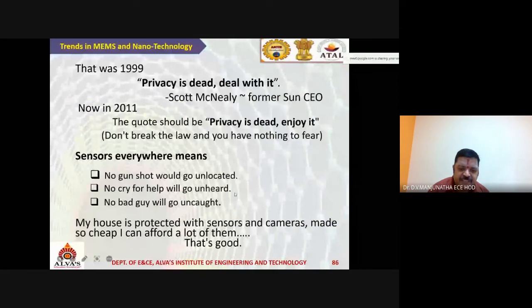That's good, right? So actually, nowadays home automation is being done. A lot of avenues are there for home automation. Every home is getting automated to protect itself, for security purposes, right? So home automation is again a best example of MEMS device usage.